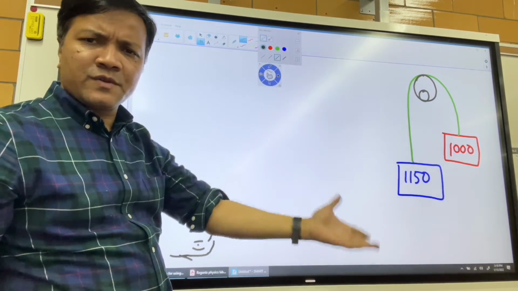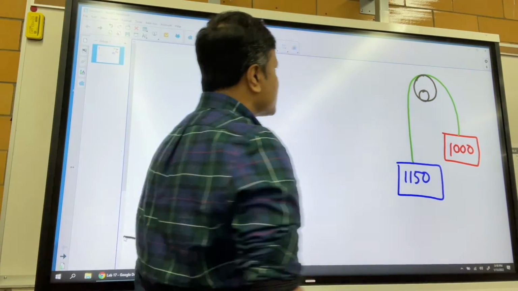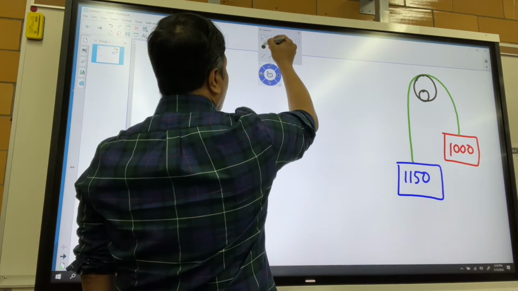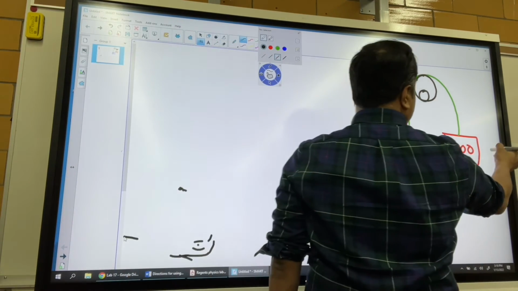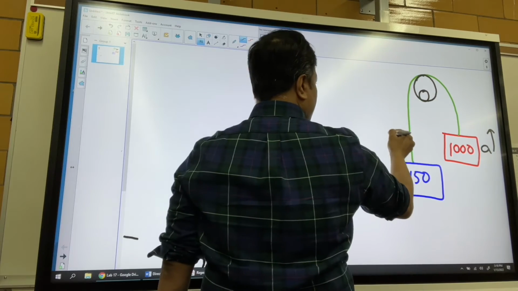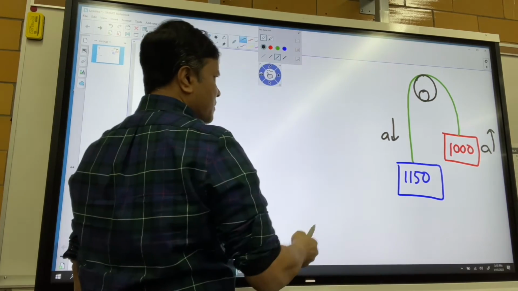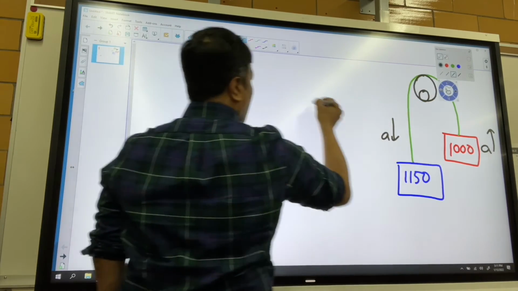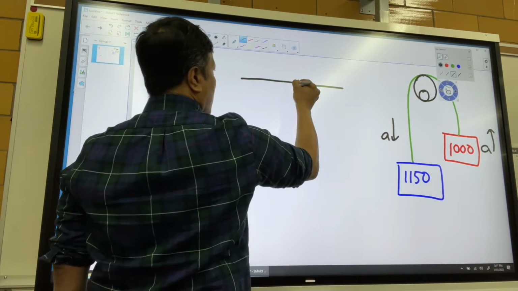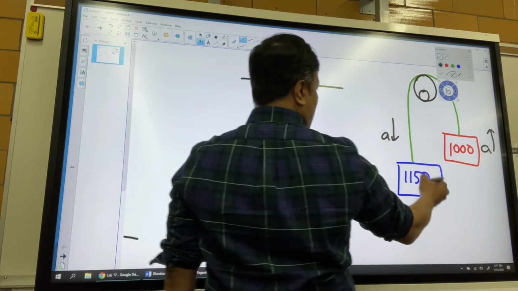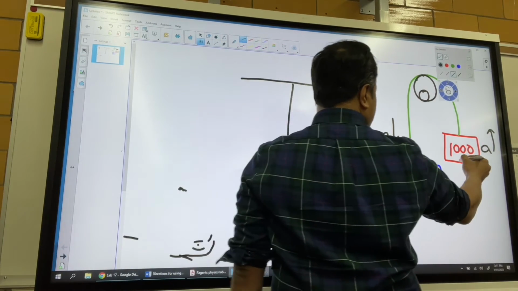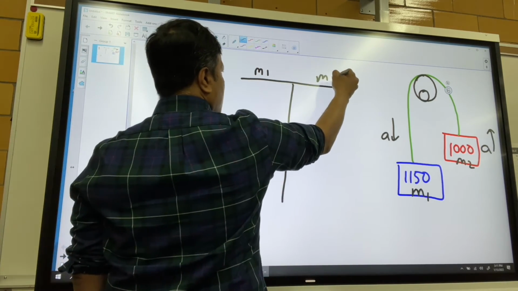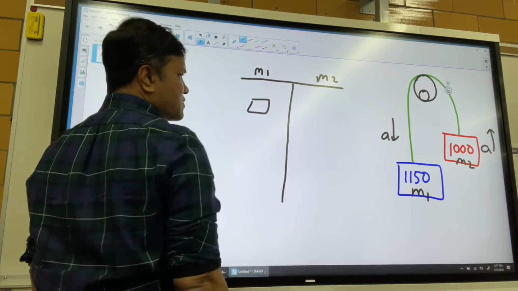What do we need to find? We need to find the acceleration. Okay, so this is pretty simple. This one is accelerating up. This one is accelerating down. Now we're going to draw the free body diagram. We always start with a free body diagram. So let's call this one mass 1, let's call this one mass 2. Mass 1, how many forces are acting on this one?